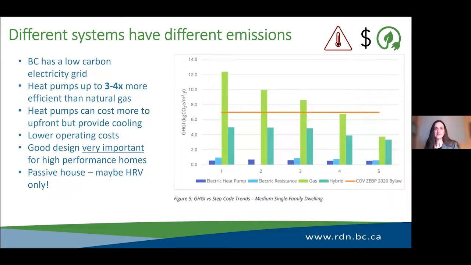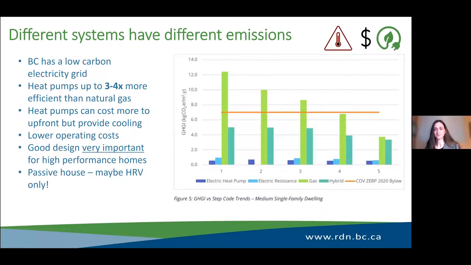And you can see at step 5, it's quite low compared to natural gas in the bright green, where even at high levels of energy efficiency, step code 5 level, you're still having significantly more greenhouse gas emissions than if you're using electric sources. So this is something to think about as you're trying to figure out what heating system you want to use for your home.